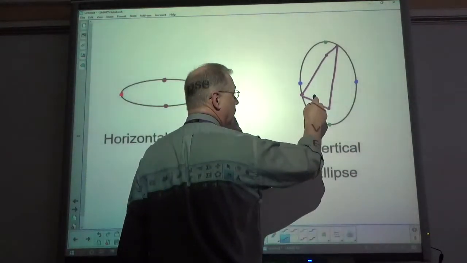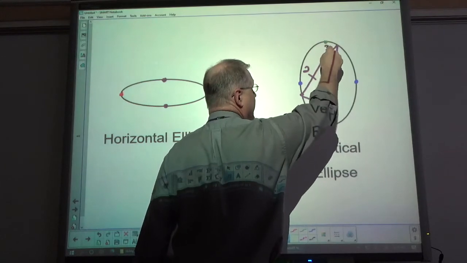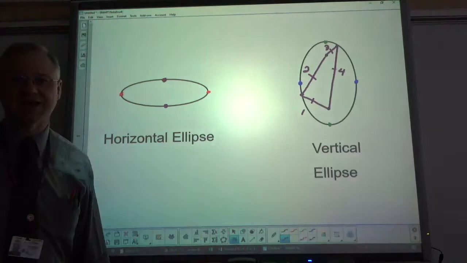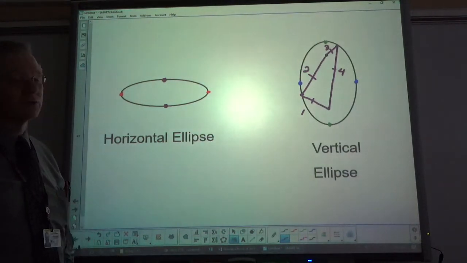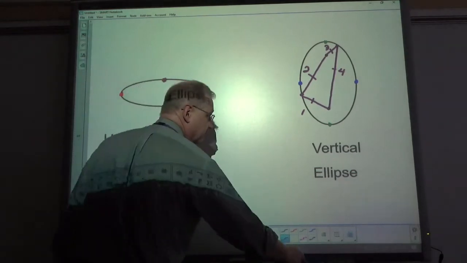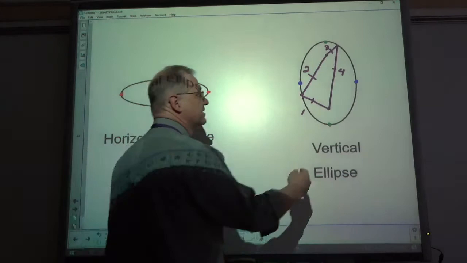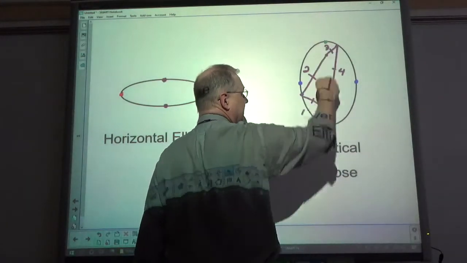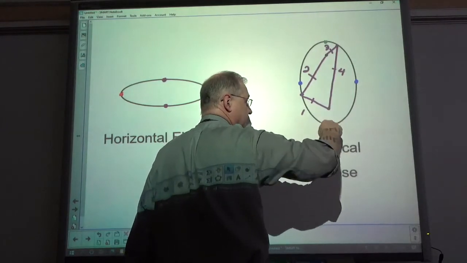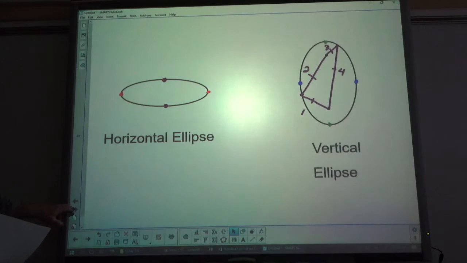So when you add 1 and 2, it's equal to 3 and 4. If you add up those sides, they are equal. 1 plus 2 equals 3 plus 4. And that's what the foci is. And you can actually take a piece of string of that length and push it, and you can draw out the full shape. So that's part of what the foci does.